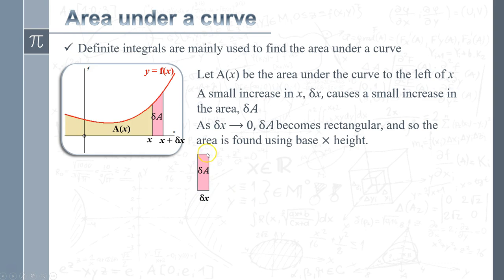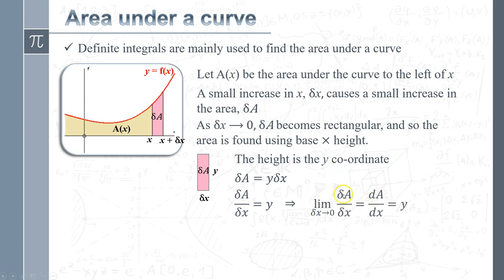If we wanted to work out the area of the rectangle, it's base times height, and clearly the height is the y-coordinate. So this small increase in area is the y-coordinate times that small distance, dx. Now a little bit of rearranging: take the dx over there, so we've got dA over dx equals y. This next bit is just a little bit of notation: as delta x tends to 0, delta A over delta x becomes dA/dx equals y.